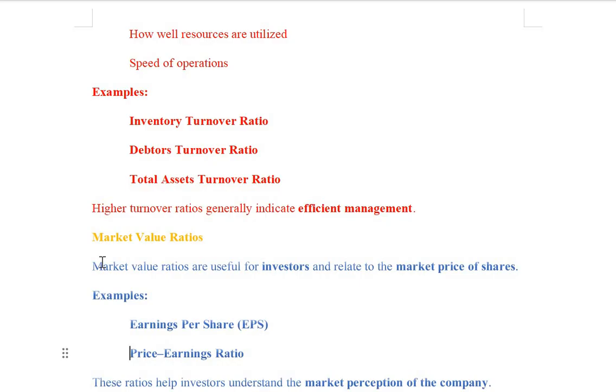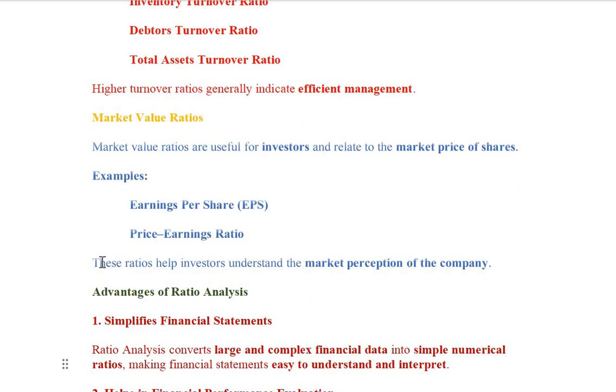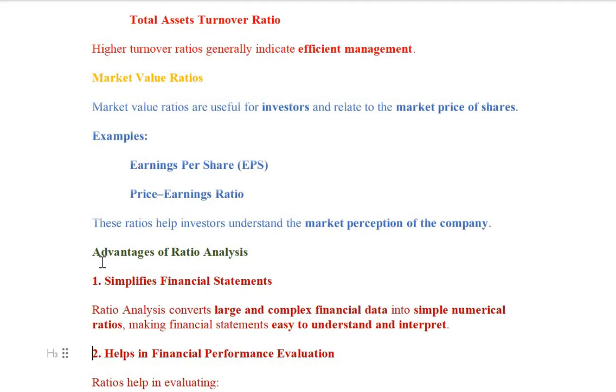The next important type of ratio is market value ratio. We want to know what our company's position in the market is. This ratio is required by all types of stakeholders: from the investor point of view, creditor point of view, employee point of view, or customer point of view. They want to know the market value of the particular company. So in this case, we are calculating the earning per share ratio, price earning ratio, market value per share ratio. All these ratios we are calculating under the market value ratio.